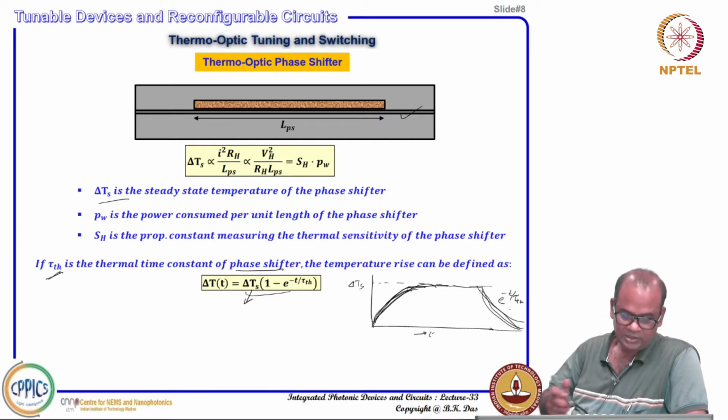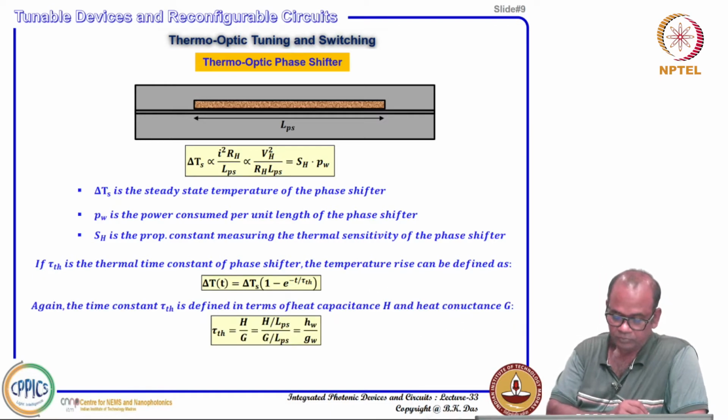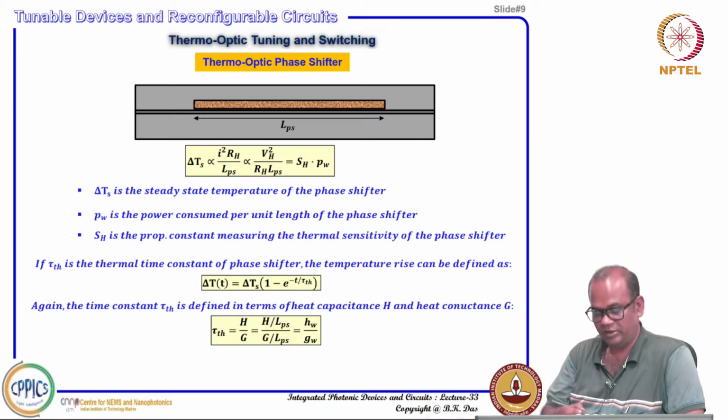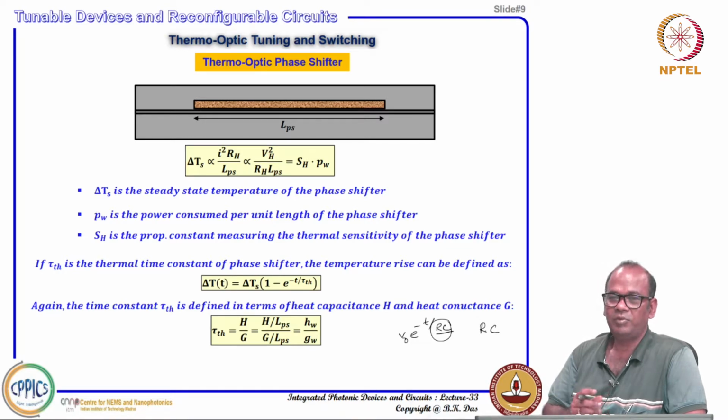Fine. Next thing is how you can define this tau Th. Normally, if you have an RC circuit with voltage rise and voltage discharging, we say that the time constant is RC. R is the resistance, C is the capacitance. For an RC circuit, the rise time, fall time, or the time constant is normally RC, that you know from the very basic course of electrical circuits, right.